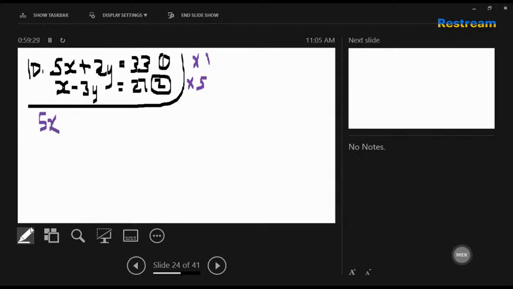Oh, I have number 10. This should be number 8, right? That's number 8. So equation 1 will remain the same because I'm multiplying it by 1.